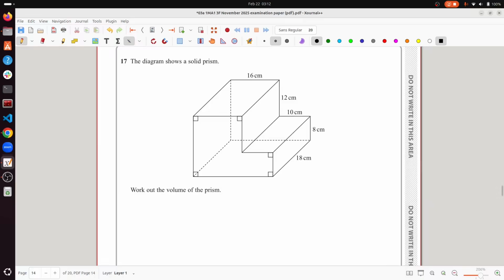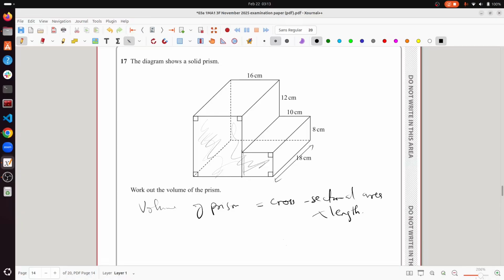So for question number 17, it says the diagram shows a solid prism. Work out the volume of the prism. The quick way to always start working on any prism question is: the volume of a prism is the cross-sectional area times the length. So this is the cross-sectional area. Once I can find that area, all I have to do is multiply it by the length across. That's how you find the volume of a prism.